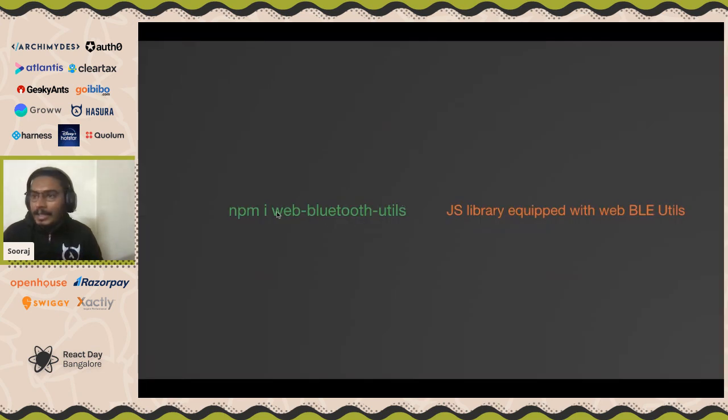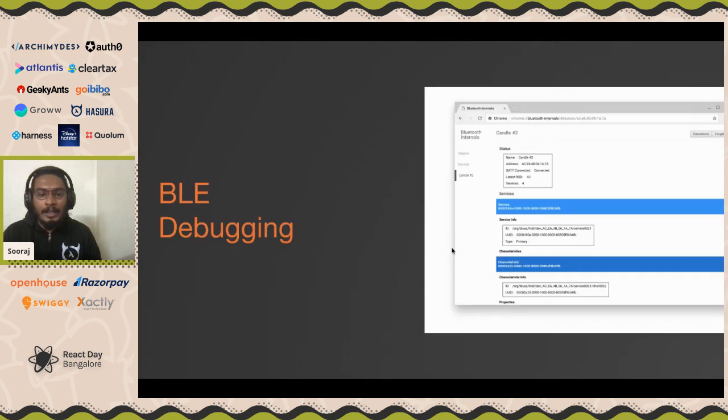There is an interesting library which you can play around with. It is available as an NPM package, web Bluetooth utils. It helps you do some operations very quickly. And there is an inbuilt BLE debugger in Chrome. If you just go to chrome://bluetooth-internals, you can see this debugger and find all the nearby devices.